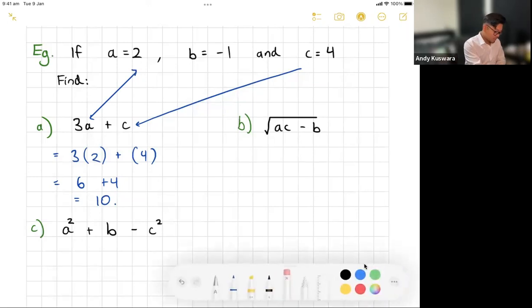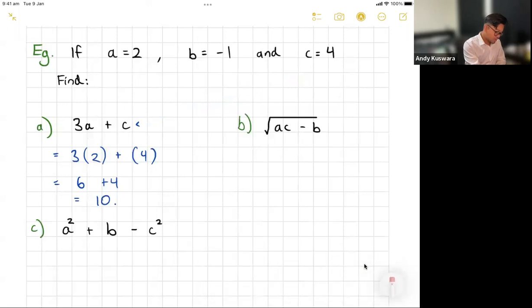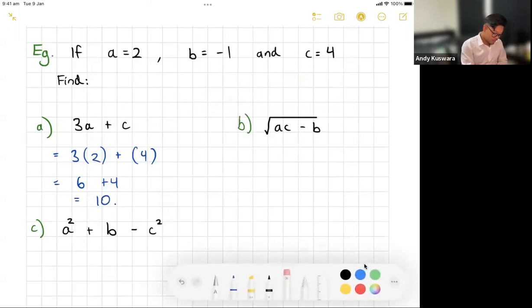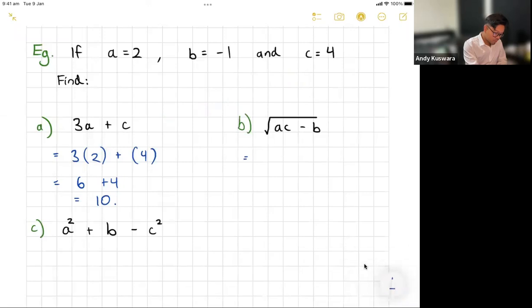Okay, let's speed through and do B. Hopefully it's making a bit of sense. Again, as they get more and more complex, we just deal with it in the same way. There's an A, so I'm going to put open brackets, C, open brackets, take away B, open brackets. And now all I'm going to do is substitute it in. So A is 2, C is 4, and then B is -1.